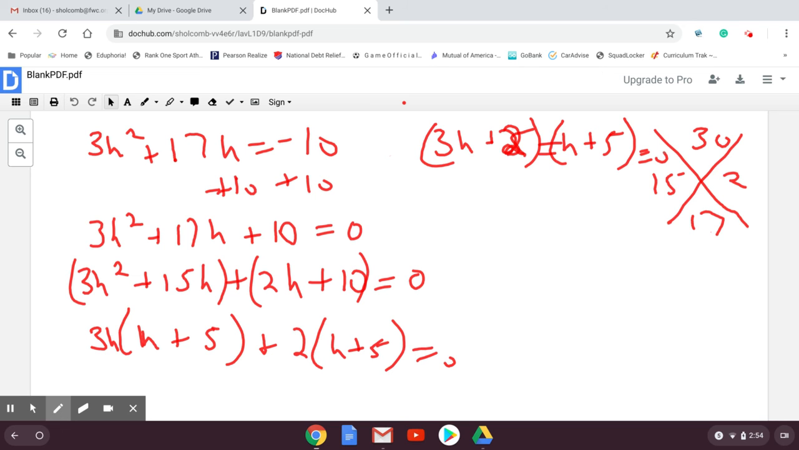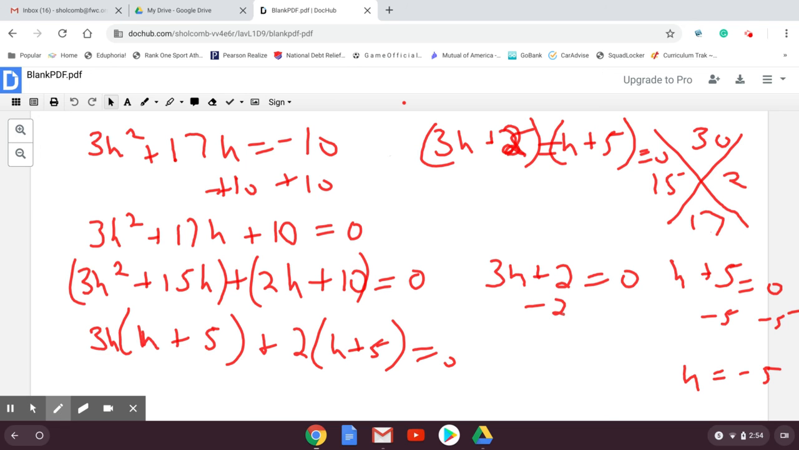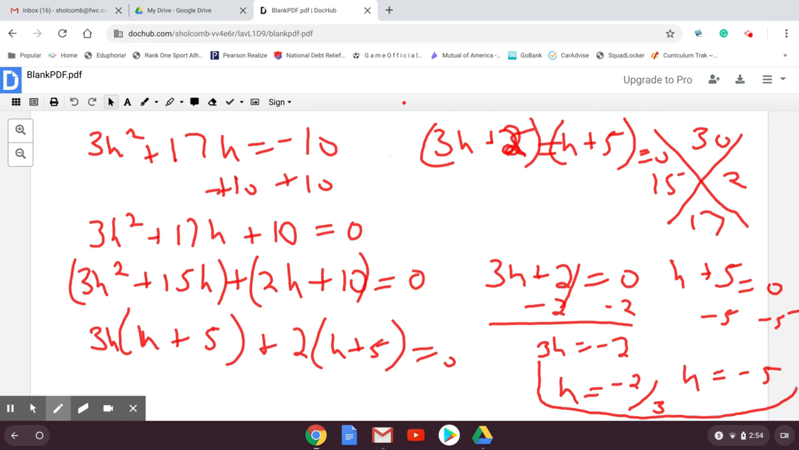Now you use the zero product property. Take each parentheses, 3h plus 2, equal to 0, and solve for h, and h plus 5 equals 0. Well, this one's pretty easy. You just subtract the 5, and h equals -5. This one over here, a little bit more involved, minus 2, minus 2. 3h equals -2. Divide by 3. My other answer is -2/3. So there, right there circled, are my answers to this problem.